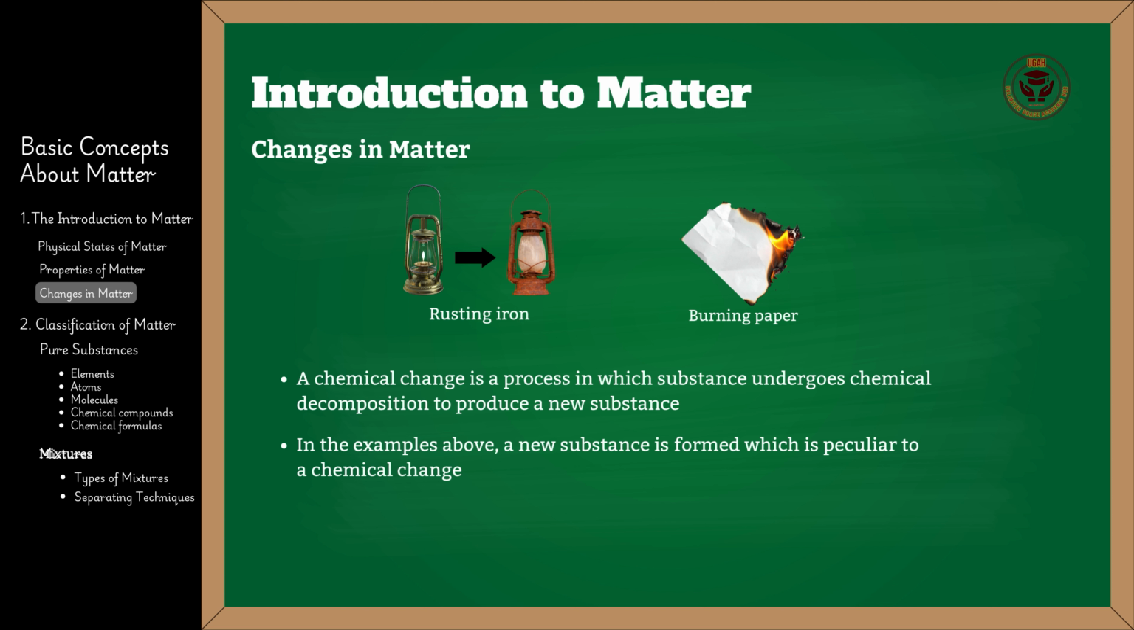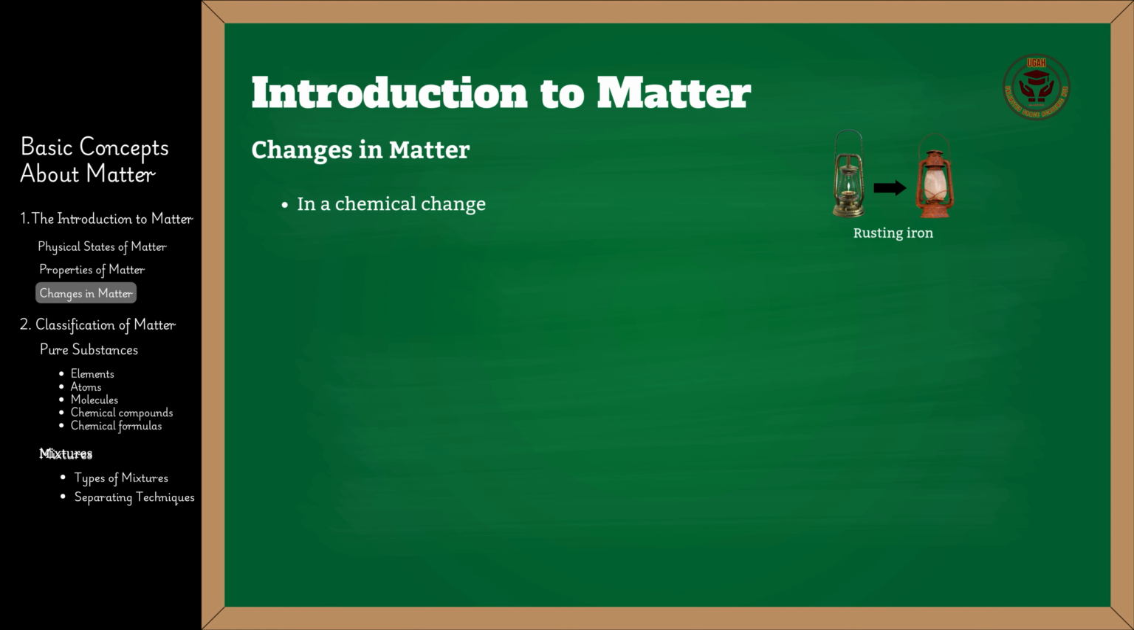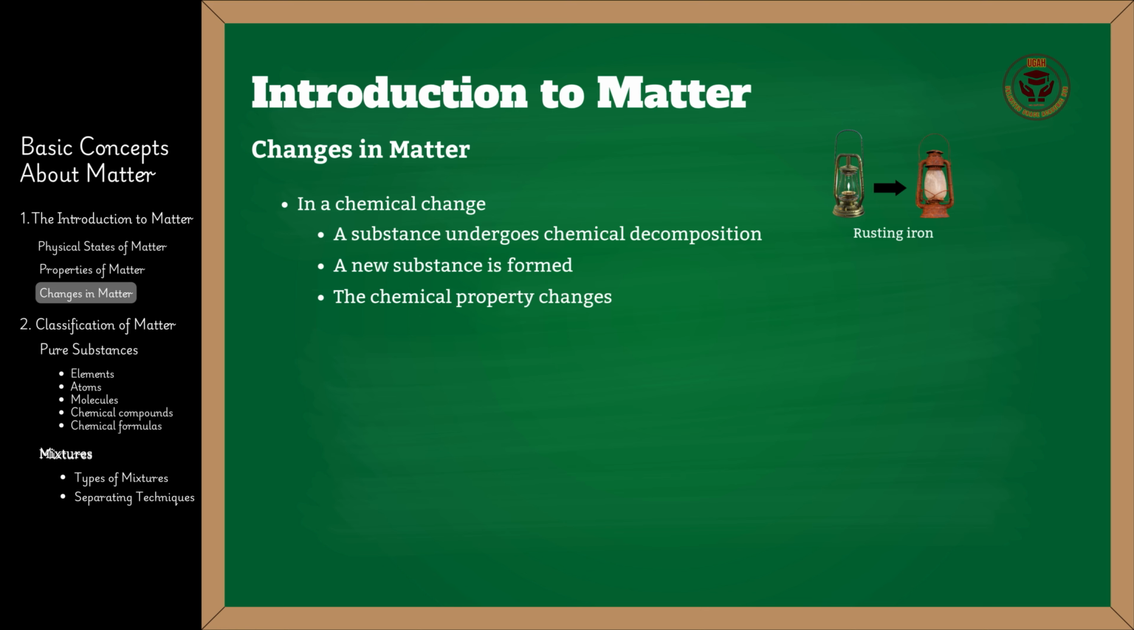Let us list notable characteristics of chemical change. When this lantern is exposed to the atmosphere, the body undergoes chemical decomposition to form rust. The second statement is that a new substance is formed with this lantern. The rust on the body of the lantern is a new substance formed when the lantern is exposed to the atmosphere. Since a new substance is formed, it has different chemical properties. So the chemical property changes because the chemical properties of the new material obtained are different from the properties of the starting material. This process cannot be reversed; that is, it is an irreversible process.